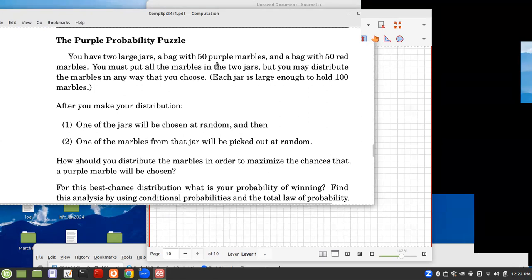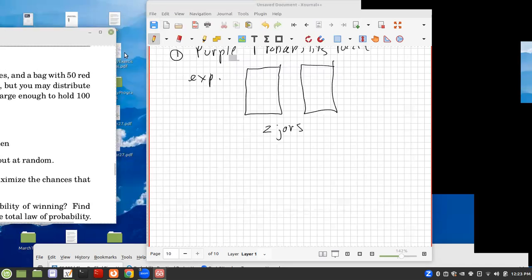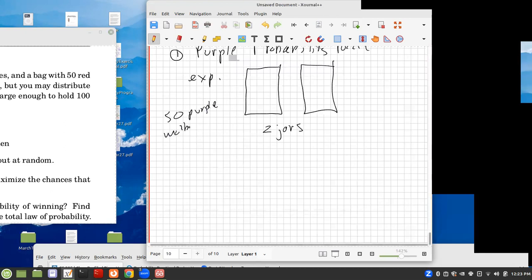Okay, you have 2 jars and a bag of 50 purple marbles and 50 red marbles. Your task is to put these marbles into these 2 jars in such a way that the following probability experiment maximizes the chances that the outcome has a purple in it. You draw a purple marble out.